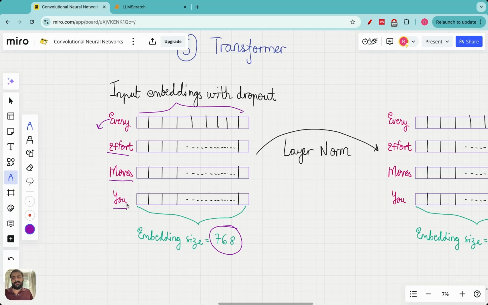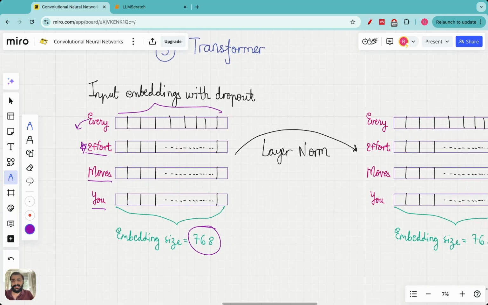The one thing which has not happened is that until now every vector only contains meaning about itself, but we do not know, let's say when we are looking at every, how much attention should we give to effort, moves, and u to predict the next word. That's very important, right? Along with capturing the semantic meaning which vector embedding does, it does not capture the meaning of how each word is related to other words. So let's say when we look at effort, how much attention should we pay to every, moves, and u when predicting the next word. That information is not captured, and that will be done through the attention block in the transformer module. Let's see when we get to that.